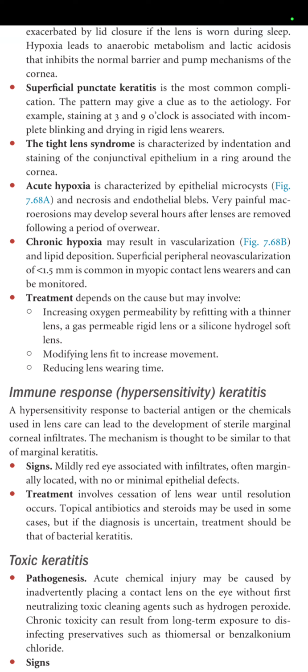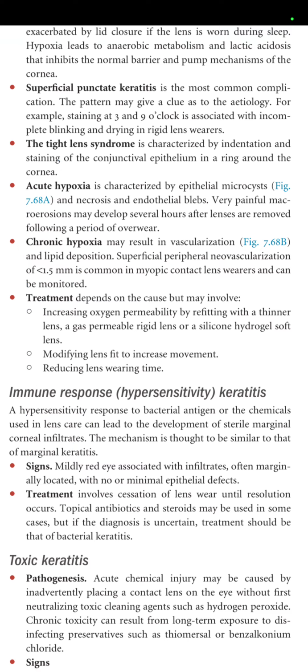Treatment would depend on the cause but may involve increasing oxygen permeability by refitting with a thinner lens, a gas permeable rigid lens, or a silicone hydrogel soft lens, modifying lens fit to increase movement, and reducing lens wear time. So we can change the type of the lens that can be worn, and we can change the size, and we can reduce the time.